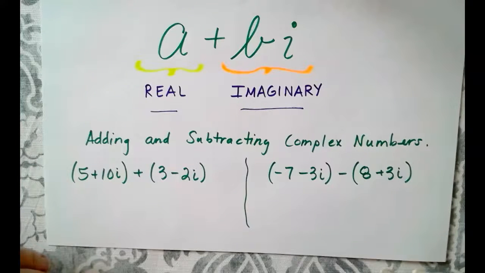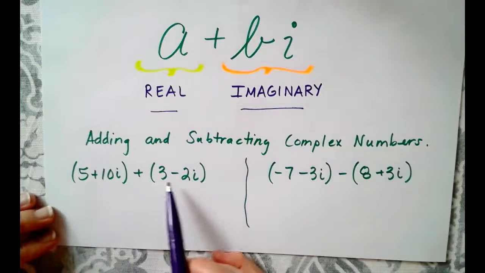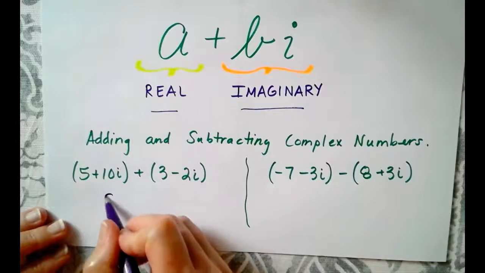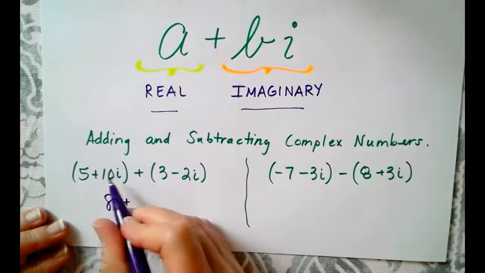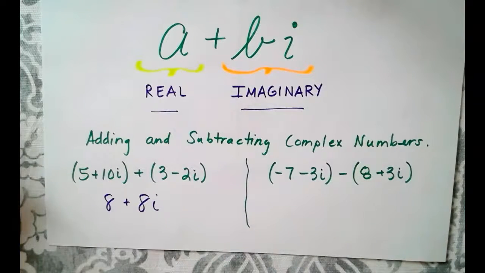adding or subtracting. So if we have 5 plus 10i plus 3 minus 2i, then we can just add the like terms and get 8 plus 8i. Also wanted to let you know that we can also deal with imaginary numbers on our calculator.